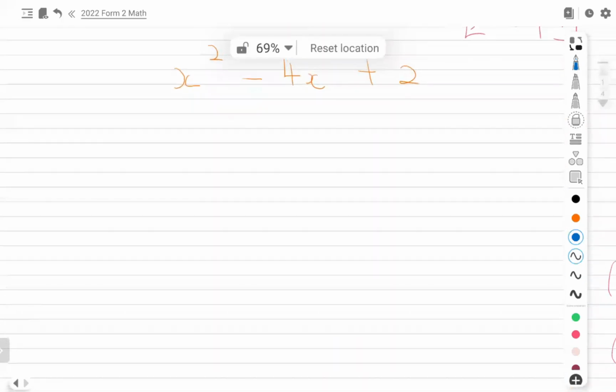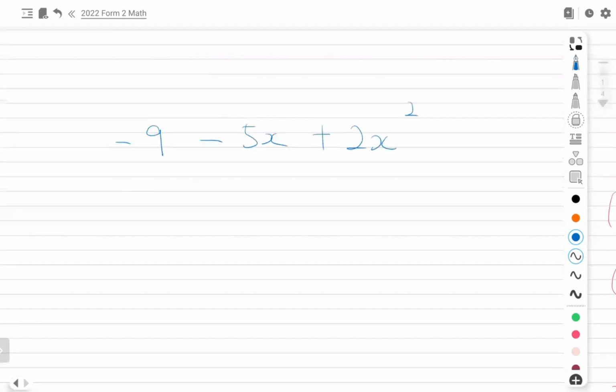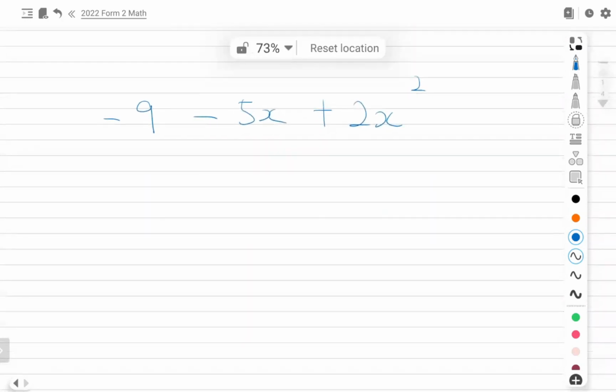What about this case? Negative 9, negative 5x plus 2x squared. Negative, negative, positive. Do we need to make it positive in this case? Yes or no? No, no need. You know why? Because the number attached with x squared is positive. So if it's positive, then no need.